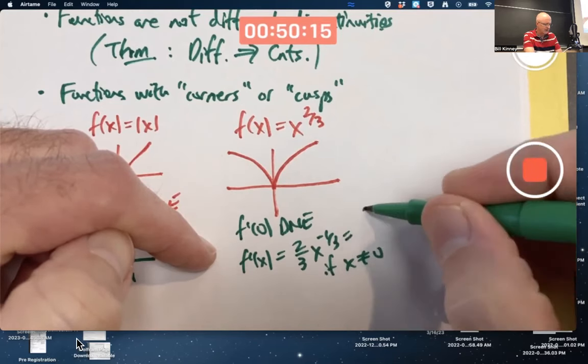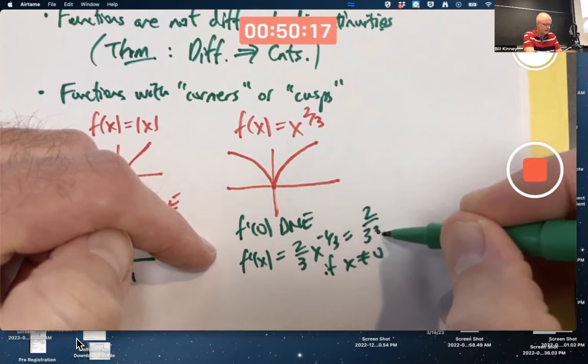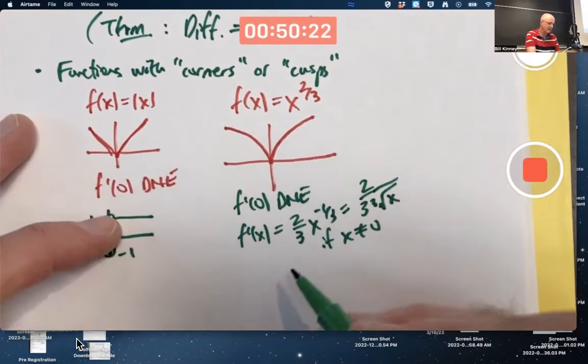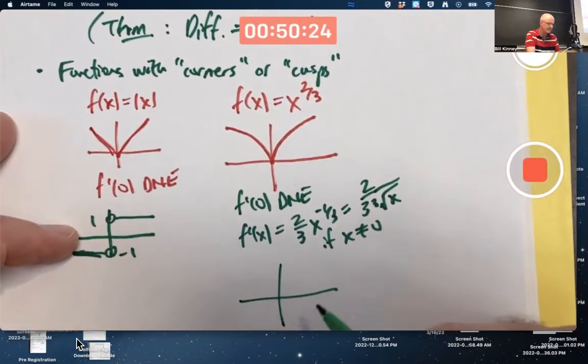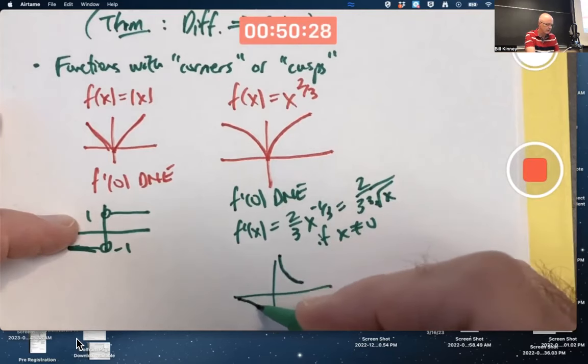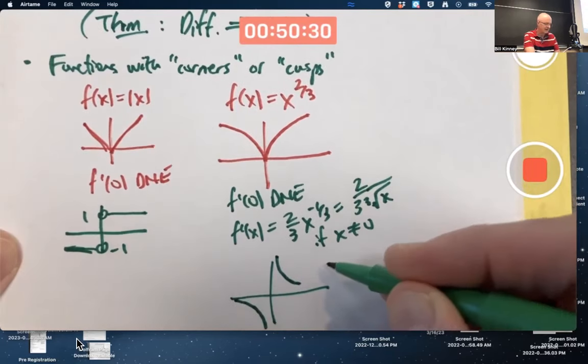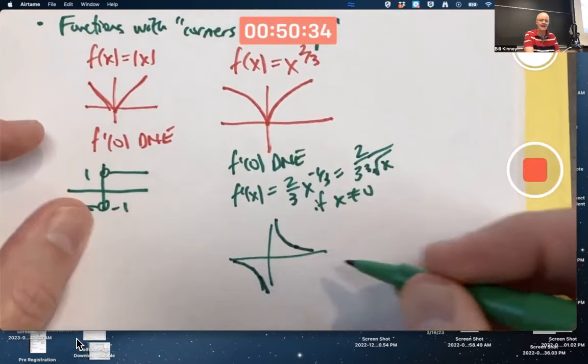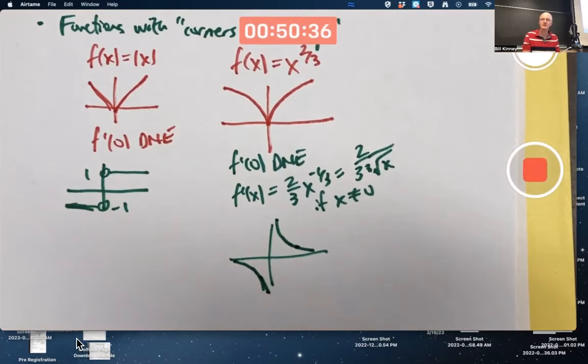What does the graph of this function look like? It does equal 2/3 times the cube root of x. The graph of the derivative, in this case, has a vertical asymptote at x equals 0. Looks about like that, it turns out. But yeah, there's a vertical asymptote at x equals 0, and f prime of 0 is undefined.